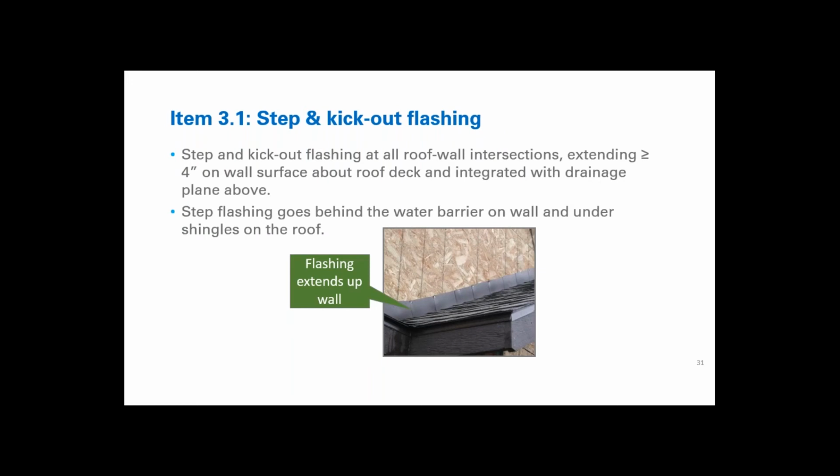Now let's move to the roof, and I'm moving through these kind of quickly for the sake of timing because I think these are pretty well understood compared to some of the foundation ones. On the roof, first up is item 3.1, which requires step and kick out flashing. It's got to extend at least 4 inches up the wall surface and out onto the roof deck and be integrated with the drainage plane above.